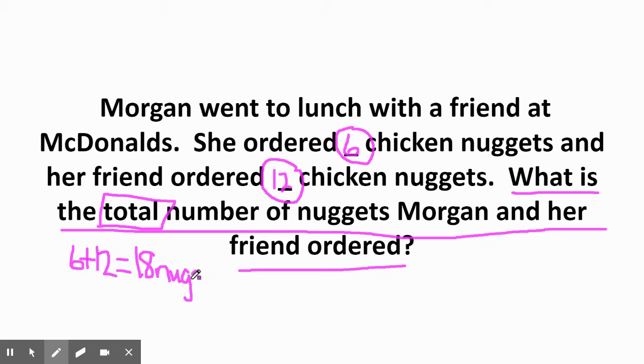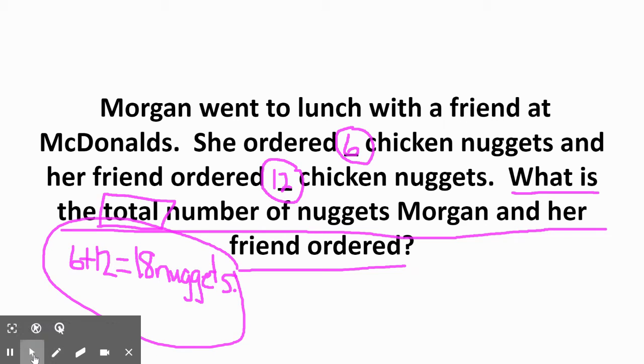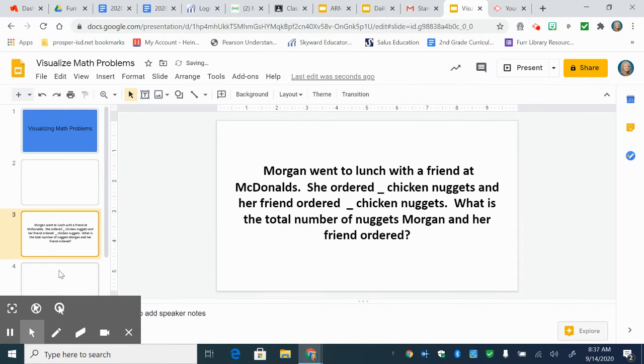So don't just see numbers and start. Most second graders, here's what they do. They see numbers and they add up every number in the problem. But before you decide if you're going to add or subtract, I want you to make sure you know exactly what that problem's asking you, okay? So let's look at the next one.